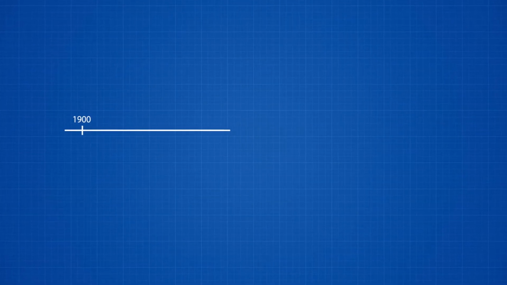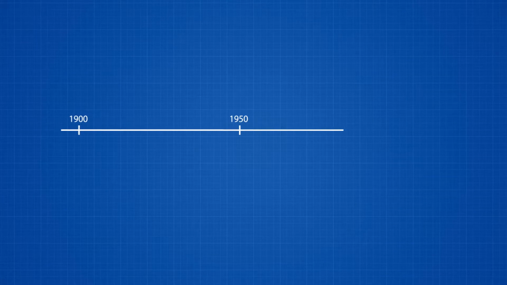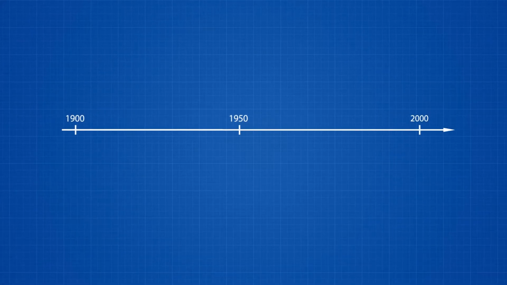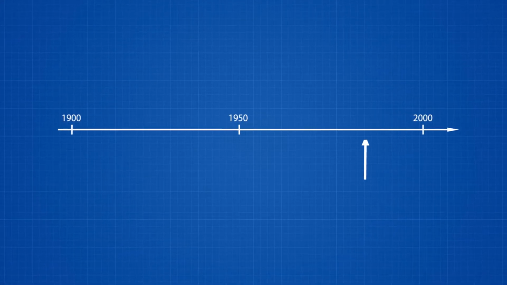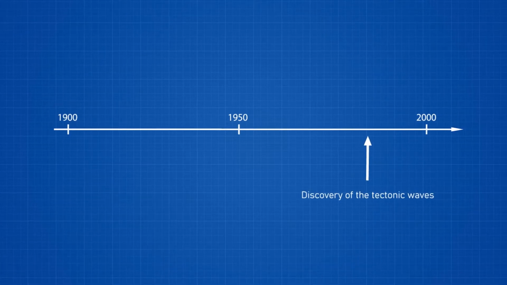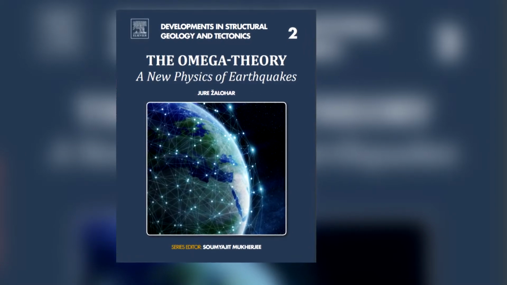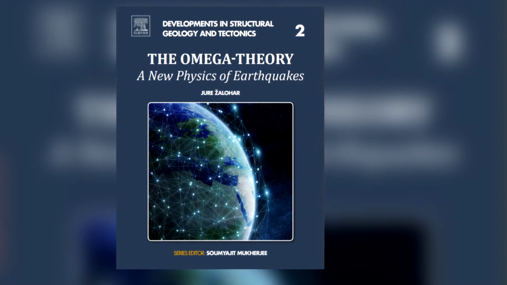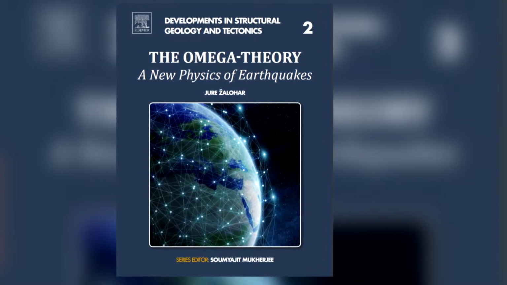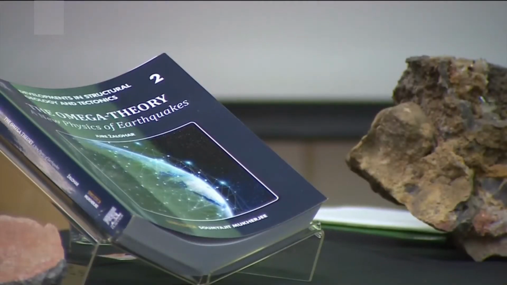In the second half of the 20th century, many seismologists came to the conclusion that another type of wave possibly exists in the Earth's crust, traveling at much lower velocities. These waves were called tectonic waves or strain waves, and were hypothesized based on earthquake migrations and their distribution. The existence of tectonic waves was finally confirmed by the omega theory in the year 2018, where these waves represent one of the most important theoretical concepts.